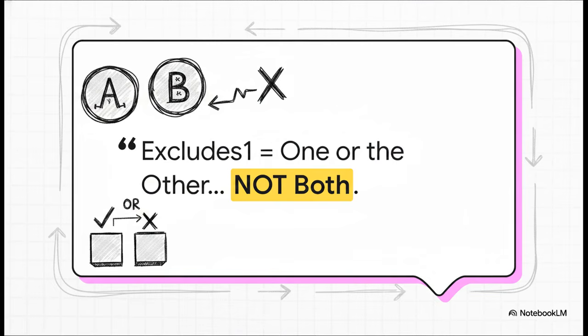Okay, Section 5, the MJ gem. To make absolutely sure you never fall into those traps we just talked about, it's time to introduce the MJ gem. This is the memorable anchor concept that's going to lock this entire guideline into your brain forever. The crucial point is this: Excludes 1 equals one or the other, not both. Let that sink in for a second. By default, this is your absolute golden rule of Excludes 1. If you remember literally nothing else today, remember that they generally cannot be coded together.